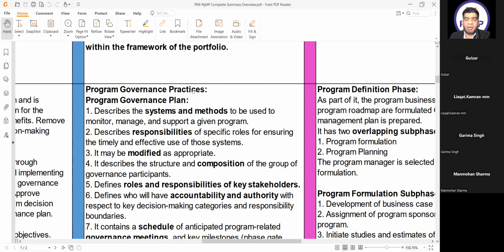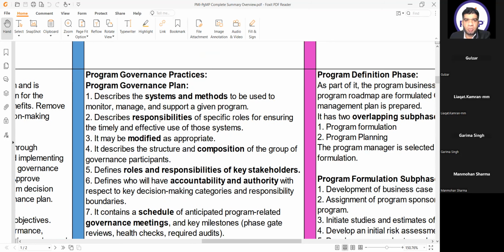Then we have program governance practices, in which we get, first of all, the program governance plan. What is included in this plan, we will see now. It describes the systems and methods to be used to monitor, manage, and support a given program, describes responsibilities of specific roles for ensuring the timely and effective use of those systems. It may be modified as appropriate.